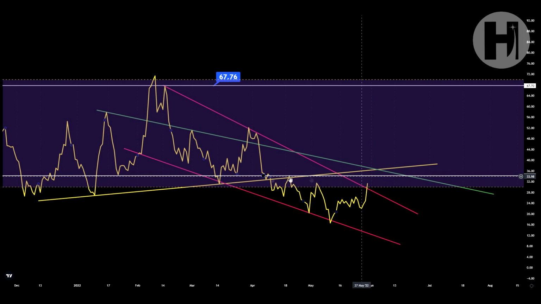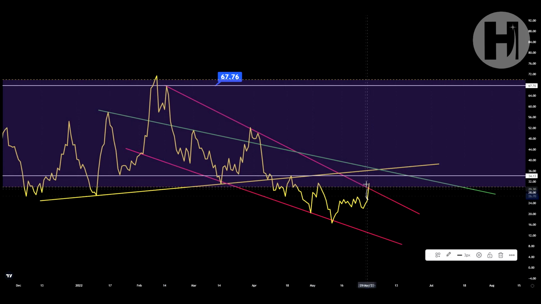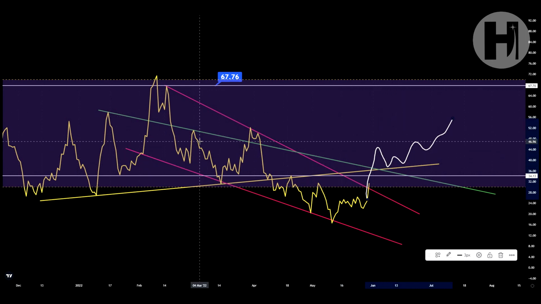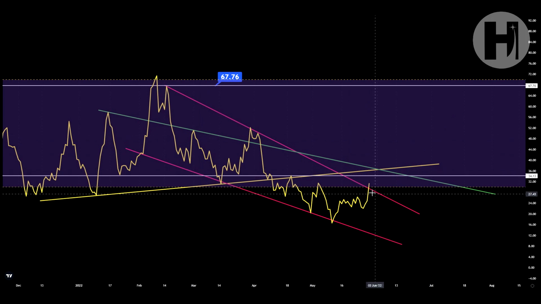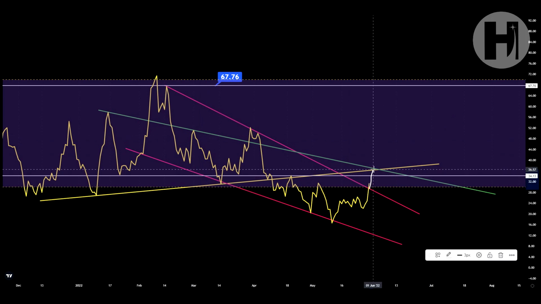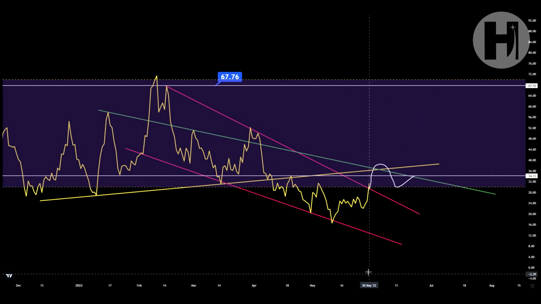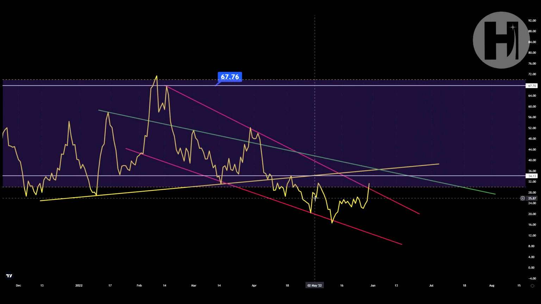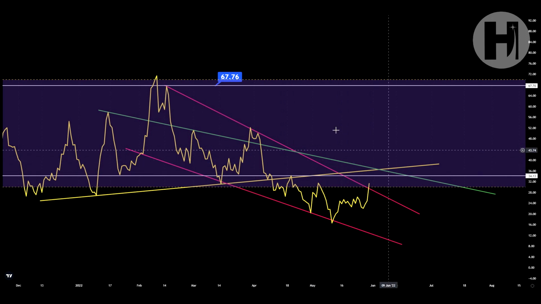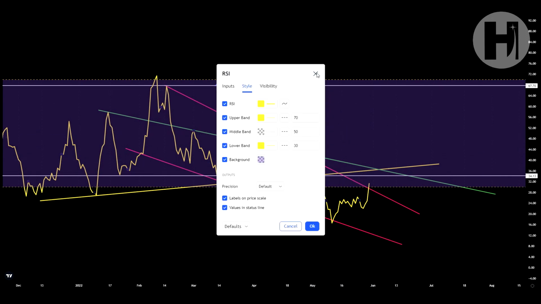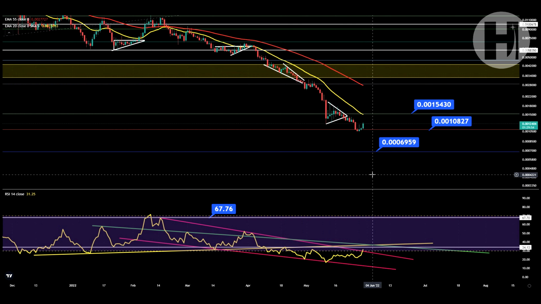Let's see what we can do. Let's see if we're gonna get rejected from either one of those, or we could obviously just break through all of them and potentially back test the yellow one as support and continue on, but I just don't think that's going to happen. I think we're going to have a little push to the upside here, maybe even break through all of them, and then we're going to come back down and at least revisit the 30 index over here. Okay, that's what I think, because I do not think Bitcoin is out of the woods just yet. So don't buy all in at these prices. I wouldn't recommend that, anyway, but this is not financial advice.